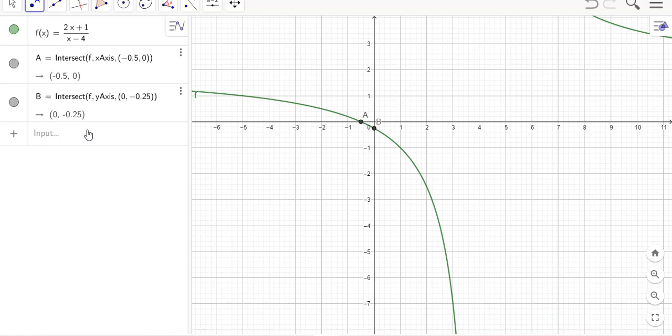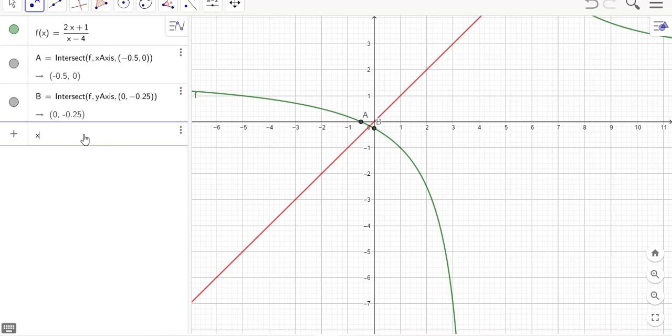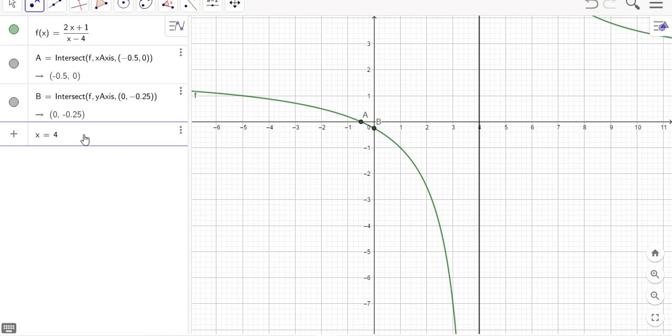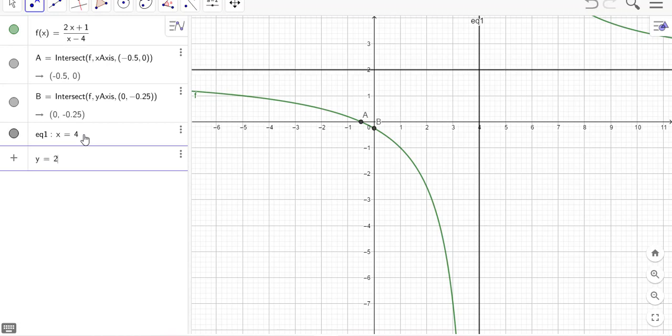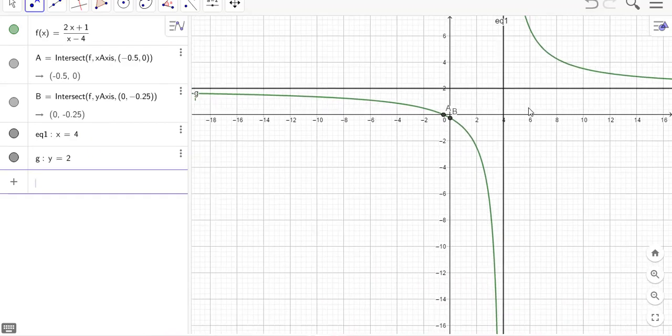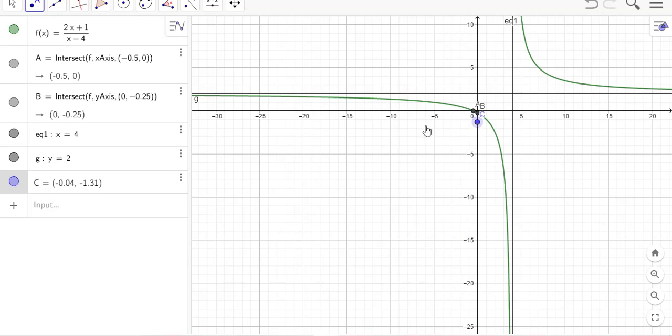If you want to represent your asymptotes, I can say our asymptote was x is equal to 4. You will see that the curve will not touch it. And the next was y is equal to 2. Now let's see that. That's what we have.